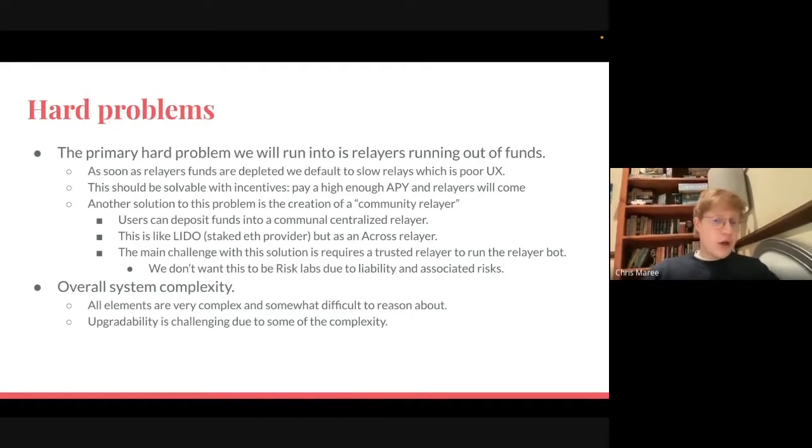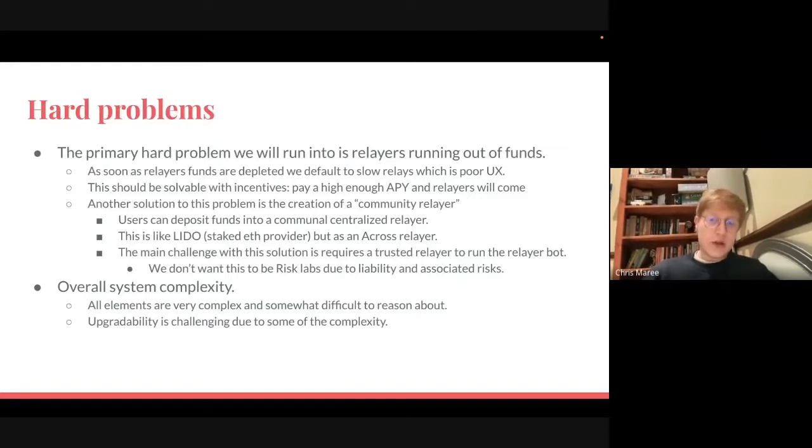This should be solvable with two main things. The first one is incentives. If we pay people enough money to run relayer bots, they will do it. If you put a 30 or a 40 or a 20% APY on running a USDC relayer, people will do it. The second solution, which we're currently thinking about, and which is really hard, but would be a game changer for Across, is this idea of a community relayer.